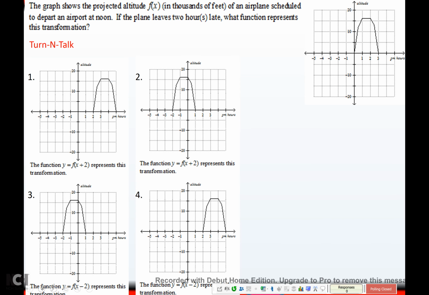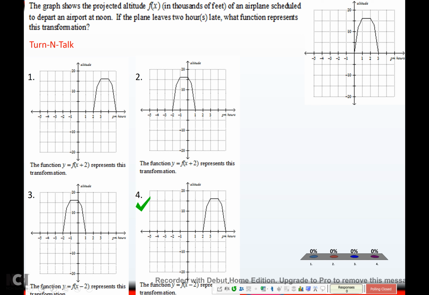Okay? Alright, it says the graph shows the projected altitude f of x in thousands of feet of an airplane scheduled to depart an airport at noon. If the plane leaves 2 hours late, what function represents this transformation? Hit pause, come back when you're ready.